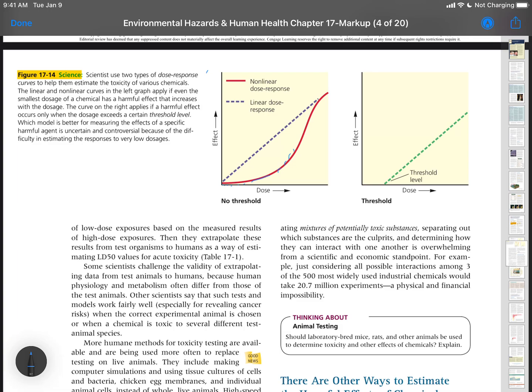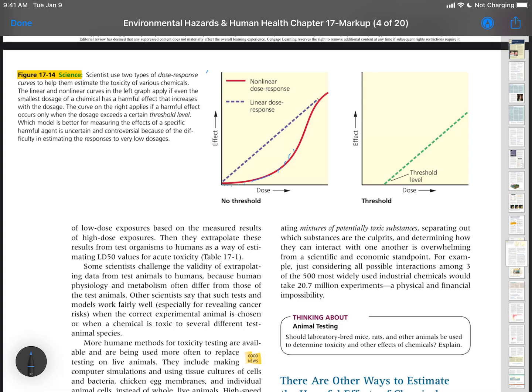The linear and nonlinear curves in the left graph apply in even the smallest dosage of a chemical. Yeah, that's poorly worded actually, unless I'm reading it wrong. The linear and nonlinear curves in the left graph apply if even the smallest dosage of a chemical has a harmful effect that increases with the dosage.